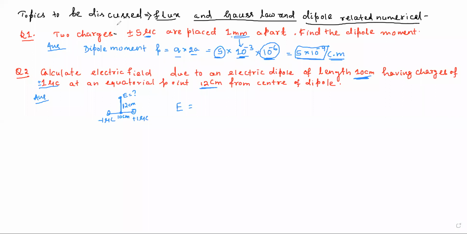So the first problem is related to dipole. Two charges plus or minus 5 microcoulomb are placed 1 millimeter apart. Find the dipole moment. The dipole moment formula is one of the charges into the distance between them. So the charge is 5 microcoulomb. For micro, 10 to the power -6 will be written. So 5 into 10 to the power -6, and millimeter to be converted into meter, 10 to the power -3.